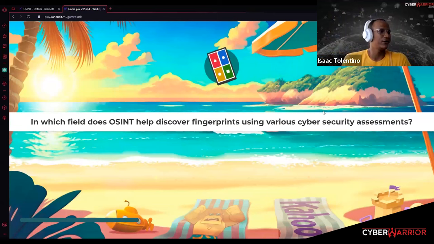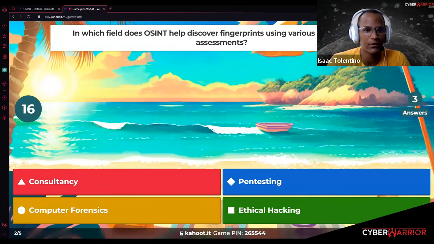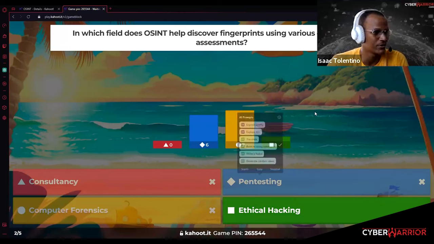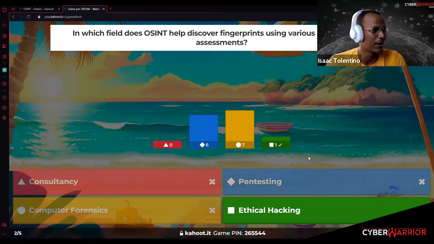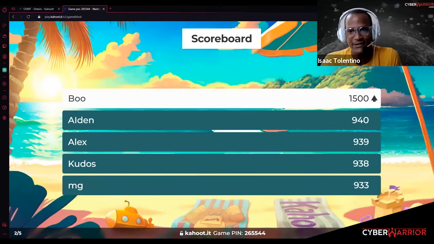And the thing here is the faster you answer the right question, the more points you get. Next question. In which field does OSINT help discover fingerprints using various cybersecurity assessments? There's one specific field I know David mentioned. Yeah, that one is a tricky question. But here it'll be ethical hacking. I see one got it. For example, pen testing, which I thought was going to be top here, is a field in ethical hacking and also computer forensics. So in this case, ethical hacking is the one that gets all of these answers right. Boo is in first place.